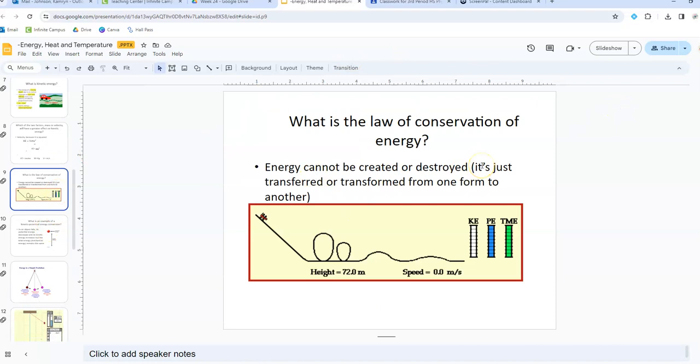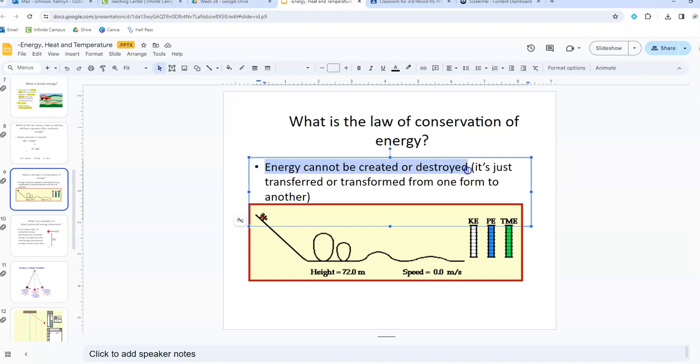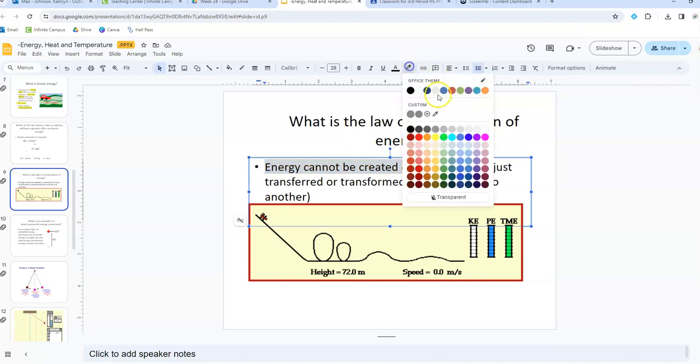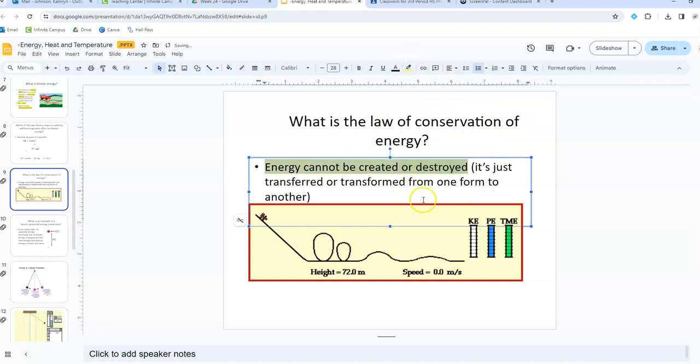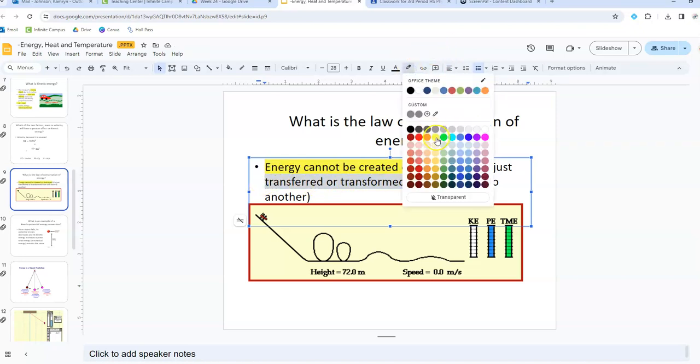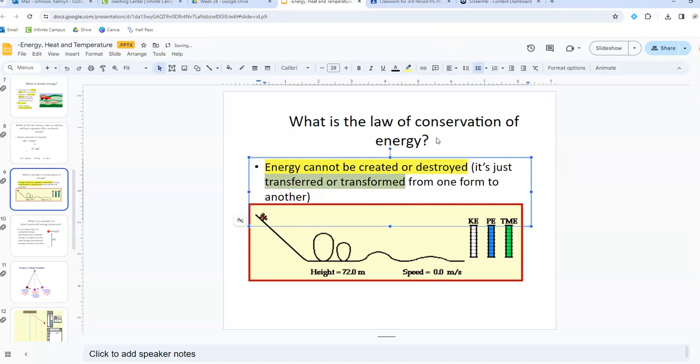Next one, law of conservation of energy. We talked about this when we talked about law of conservation of mass or matter. Energy cannot be created or destroyed. It is only transferred or transformed from one form to another.